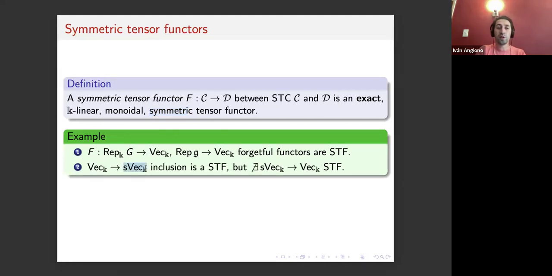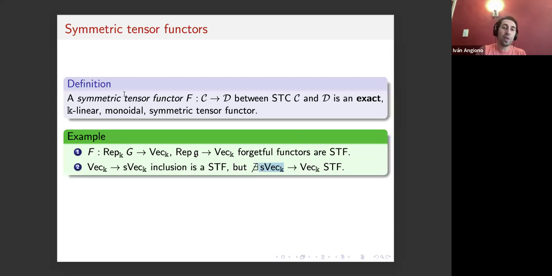What happens with the super vector spaces? You can have an inclusion of vector spaces in super vector spaces, in which way? Essentially to put in the even part, but you don't have a symmetric tensor functor going from the super vector spaces to the vector spaces. Why? Essentially because you modify the symmetry. This is the thing that you can't have.